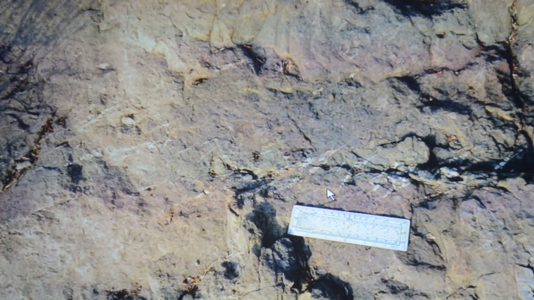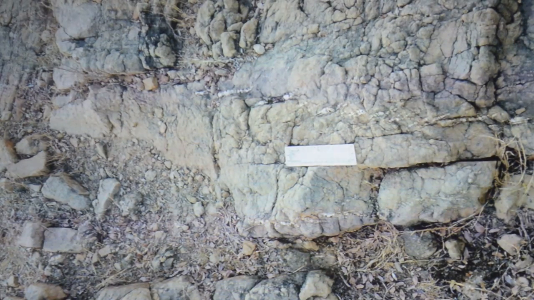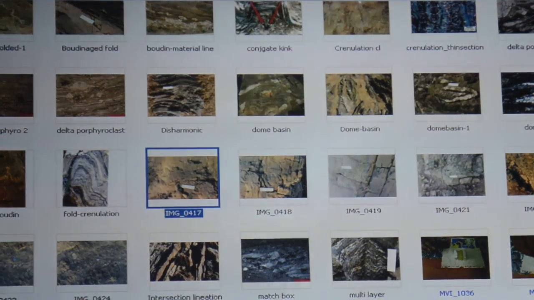You see the next photograph. See how systematic it is. So how is this produced? This en echelon quartz, how is it produced? To understand these things, you have to understand this strength. Otherwise you cannot.